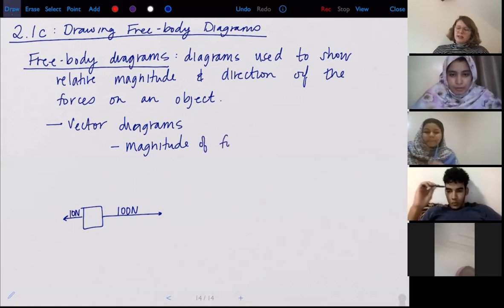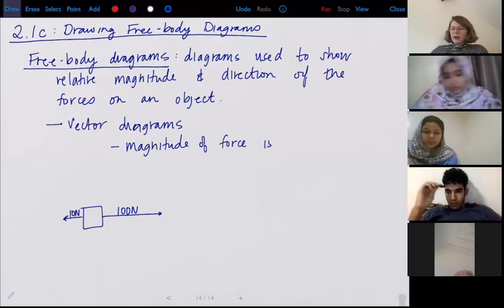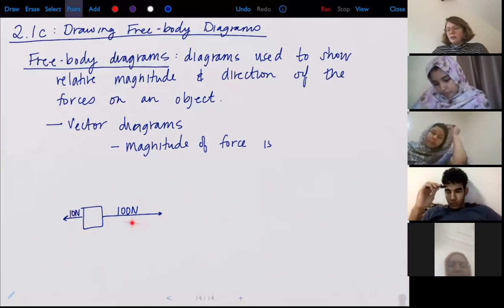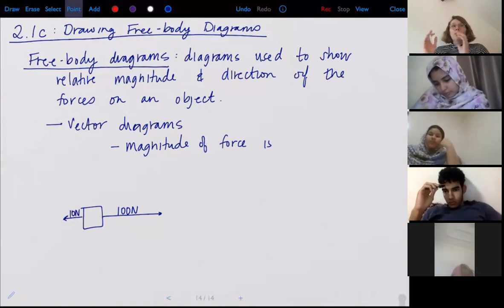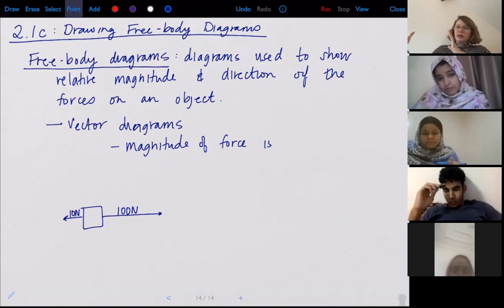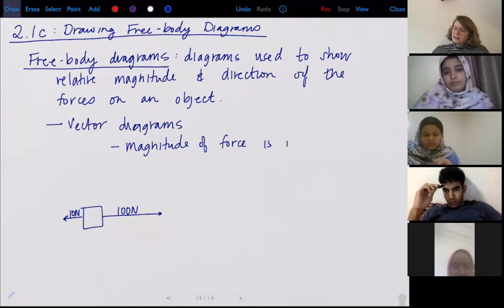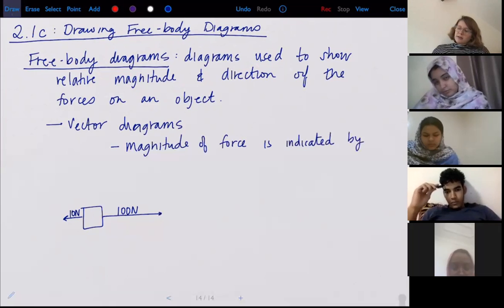Magnitude of force is indicated by the size of the arrow. It doesn't have to be exactly to scale. This 10 doesn't have to be 10 times smaller than the one that's 100, but you have to draw one a little bigger and one a little smaller to indicate that this is a 100 newton force that's larger than this 10 newton force.